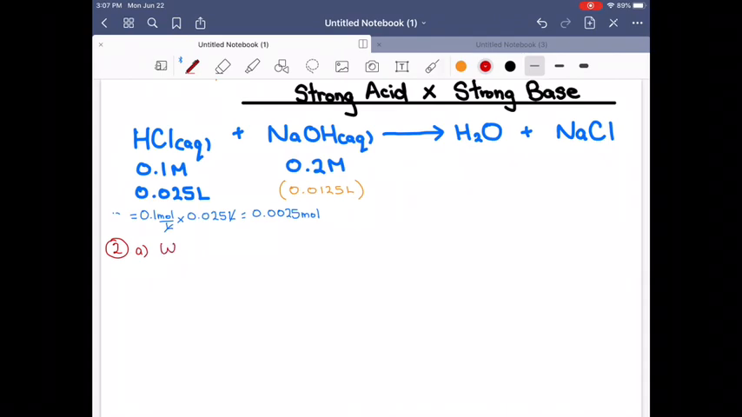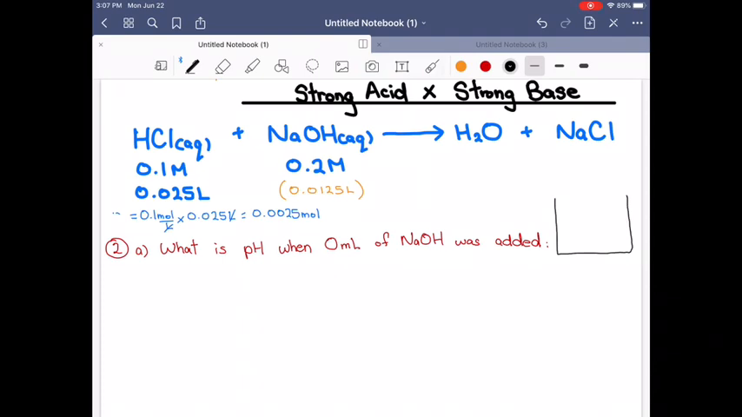Part A. What is the pH when 0 milliliter of NaOH was added? So you haven't added any NaOH. So let me just draw a little beaker right here. Okay, should have been a flask. Never use a beaker.